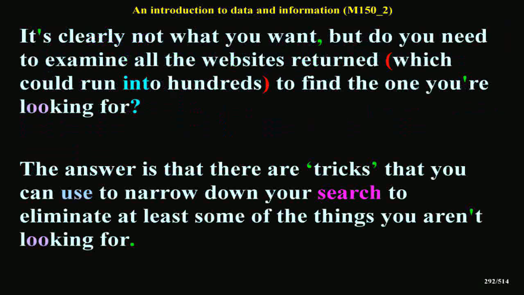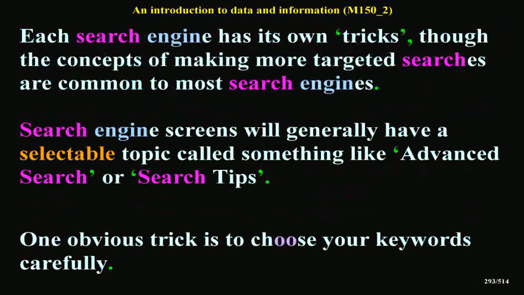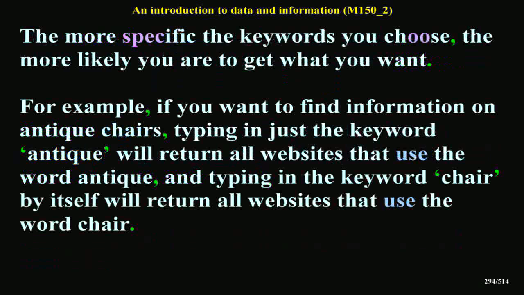The answer is that there are tricks that you can use to narrow down your search to eliminate at least some of the things you aren't looking for. Each search engine has its own tricks, though the concepts of making more targeted searches are common to most search engines. Search engine screens will generally have a selectable topic called something like Advanced Search or Search Tips. One obvious trick is to choose your keywords carefully. The more specific the keywords you choose, the more likely you are to get what you want.